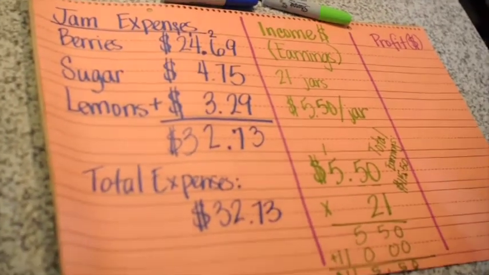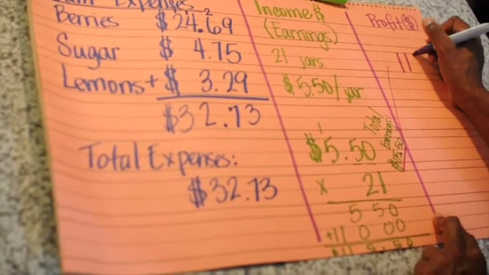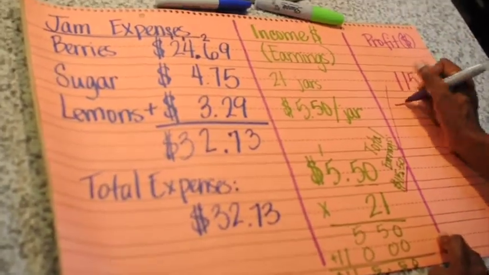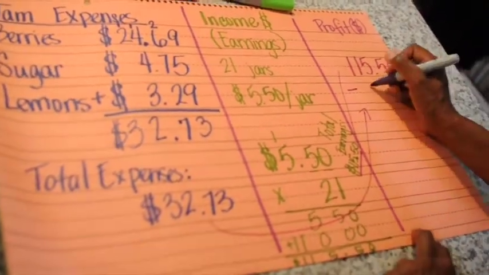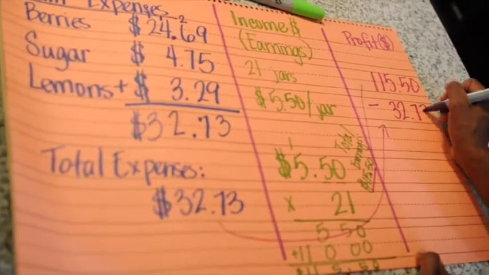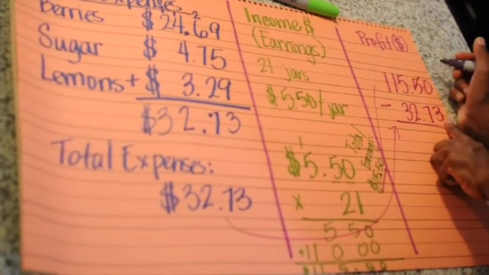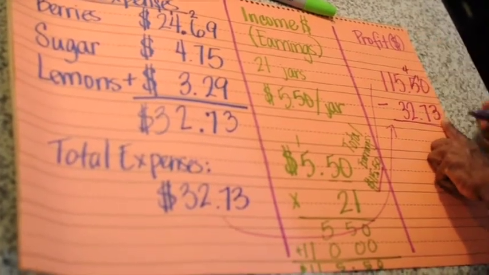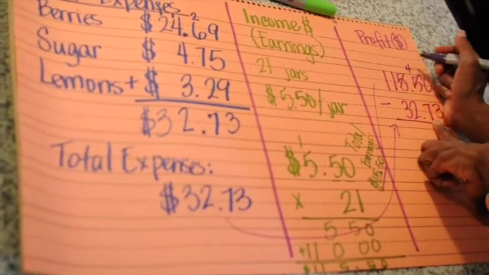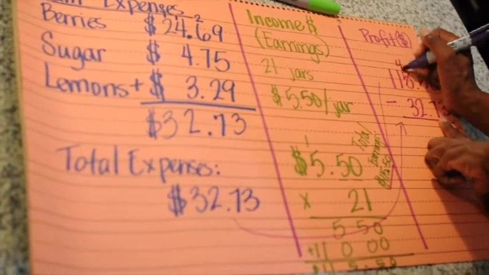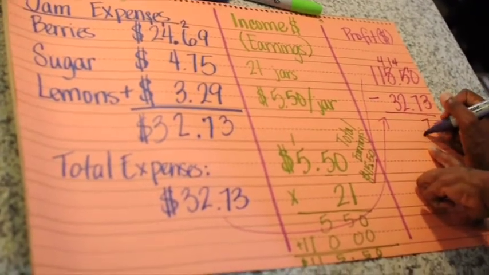So to find my profit, I am going to simply take my total earnings of $115.50, and I'm going to subtract from that my total expenses, which were $32.73. So now I'm going to subtract. 0 minus 3, I can't do that, so I come over here, I make this 5 a 4, make my 0 a 10, 10 minus 3 is 7. 4 minus 7, I can't do that. I go next door, take 1 from that 5, that becomes a 4, and now I have 14 minus 7, that's 7. Bring my decimal down.